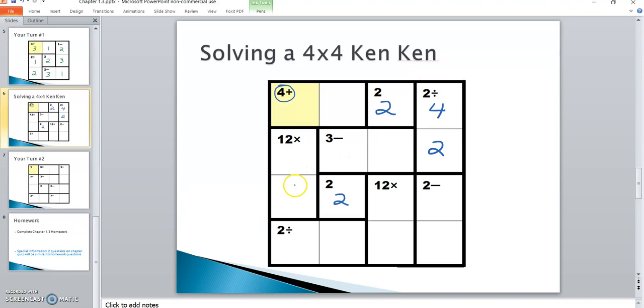So in this one right here, it's 12 times. So that means two numbers are going to be multiplying to 12. So there's going to be a 4 and a 3. So what that means is that one of these has a 3 in it, which means the 3 cannot be here. So the 3 must be there, and the 1 right there.